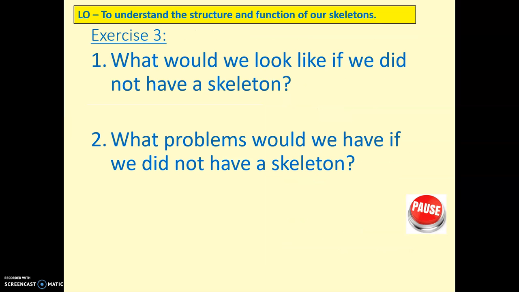Okay, so this is going to be the final task, guys. The final task, exercise 3. There's 2 questions on here. What would we look like if we did not have a skeleton? So I asked you to think about it earlier. You're going to answer that question, and then what problems would we have if we did not have a skeleton?